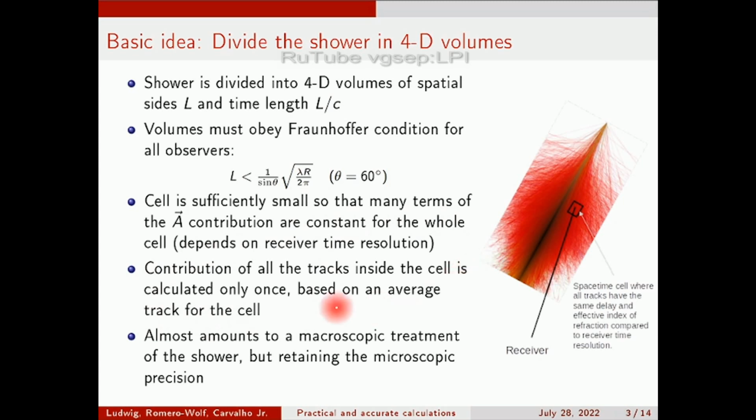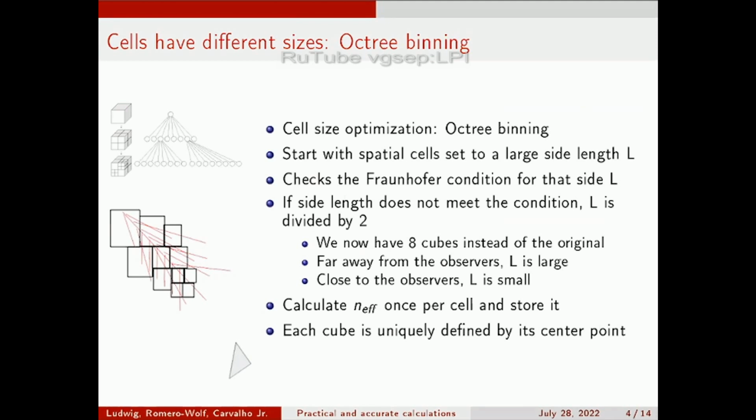So what we do is calculate the contribution of all the tracks inside the cell once for the whole cell, based on an average or an effective track that represents all the tracks inside of that 4D volume bin. So this amounts to almost a macroscopic treatment of the shower. These cells are macroscopic, but it retains the microscopic precision of the macroscopic approach that has been successful in this type of simulation.